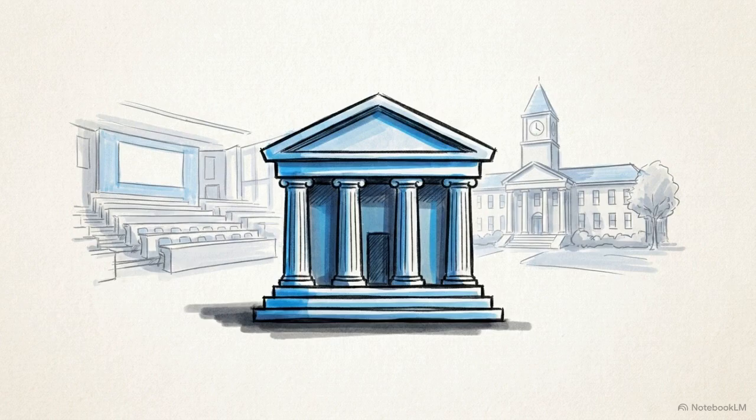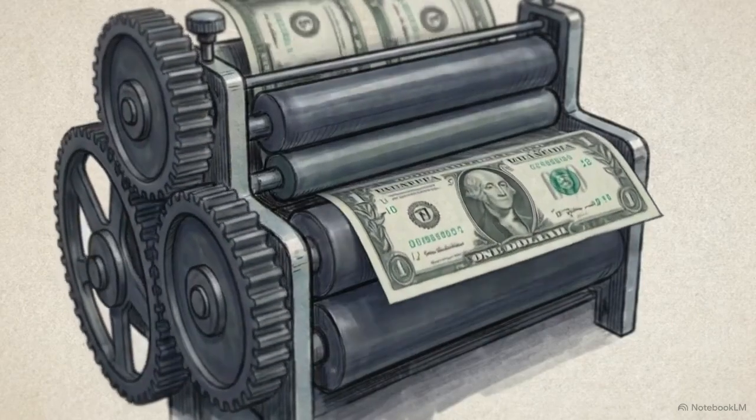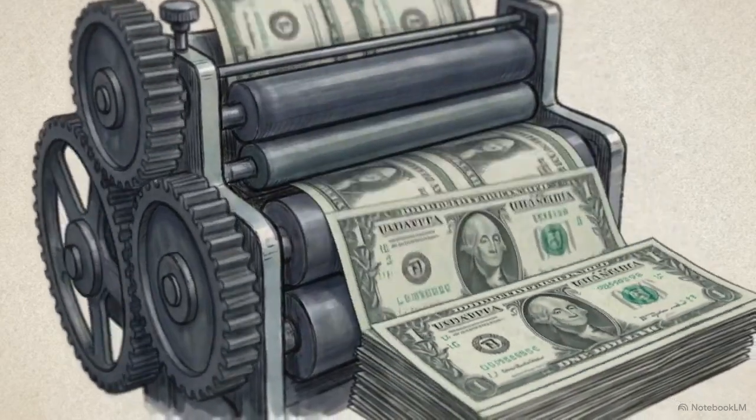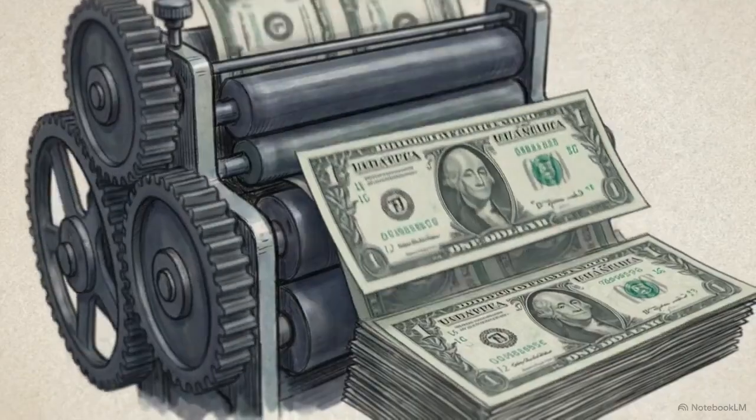Let's dive into Chapter 17. When most people think about how the Federal Reserve creates money, they picture a giant printing press churning out dollar bills. But the Fed doesn't actually use a press. They use a balance sheet.